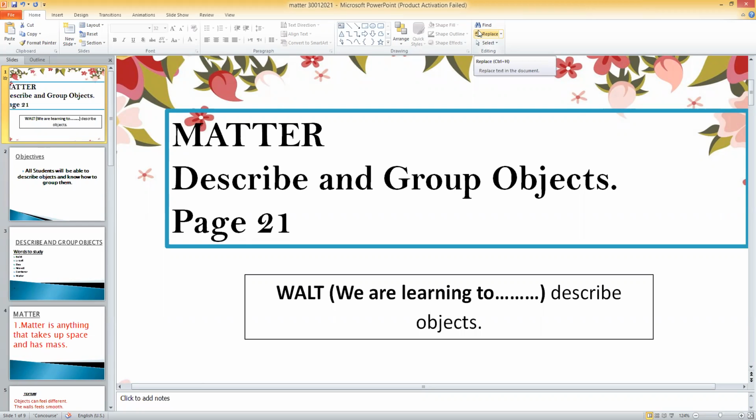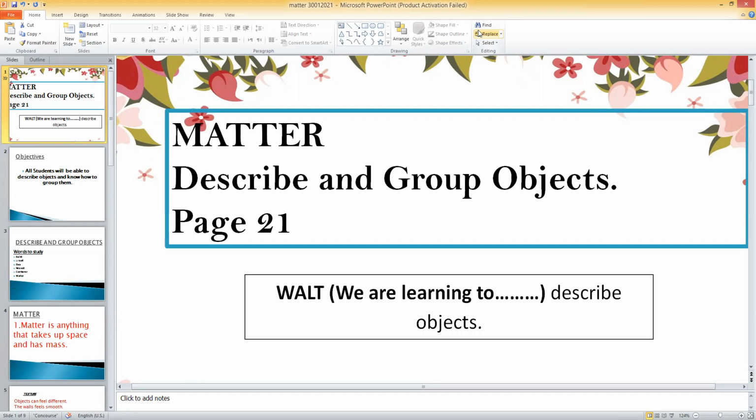Hope you're good. All right, last week we started this topic that we called matter. I know you've really read it, understood it, and digested it. So what is matter? Matter is anything that takes up space and has mass. And we also started describing objects. How do you know this is an object? How do you describe it? What are the properties of an object?